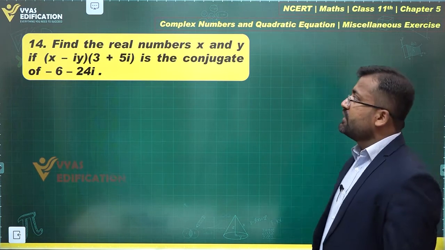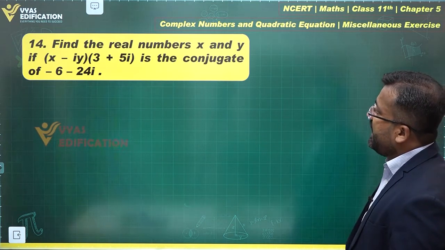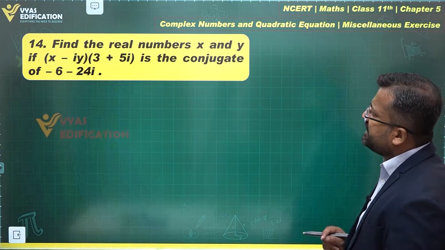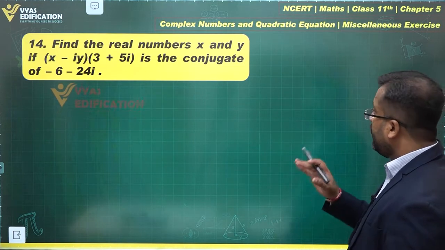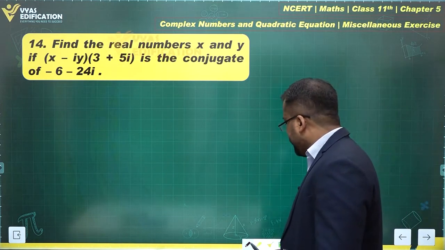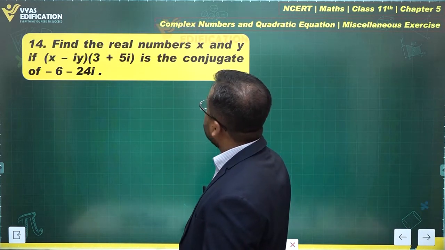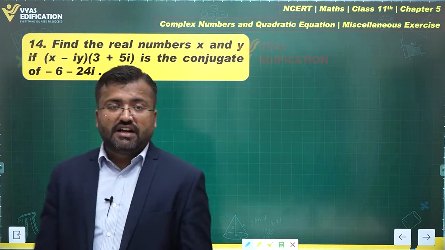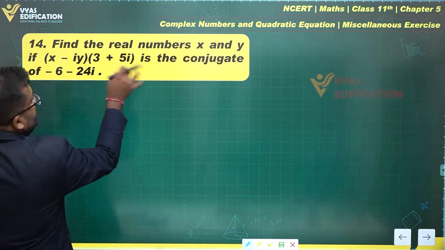How do we solve this question? Find the real numbers x and y if this whole complicated expression is the conjugate of this complex number. Okay, that's what the question says. So let's take a look at this question. Real numbers x and y are real numbers, and this is the conjugate of this.